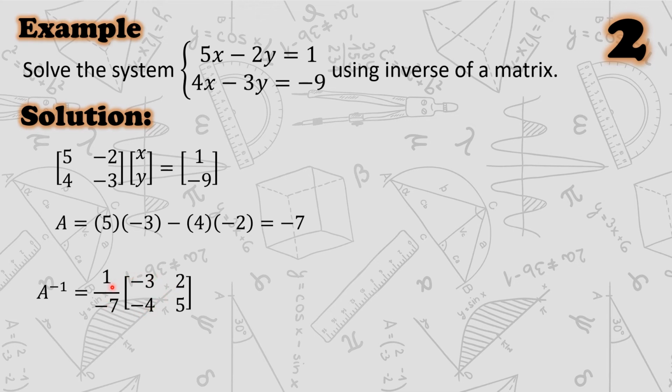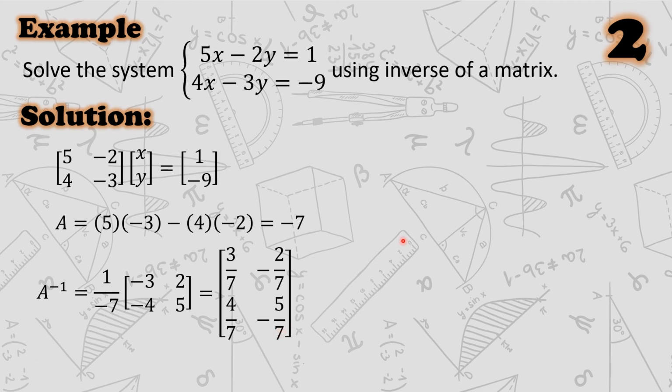Performing the scalar multiplication for the inverse of A, we have 1 over negative 7 times negative 3, that is 3 over 7. 1 over negative 7 times 2, negative 2 over 7. 1 over negative 7 times negative 4, that is 4 over 7. And then 1 over negative 7 times 5, that is negative 5 over 7.